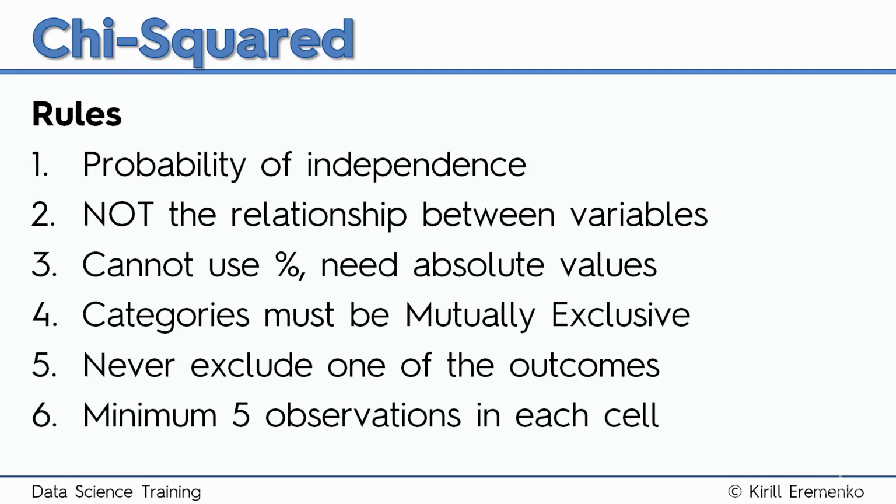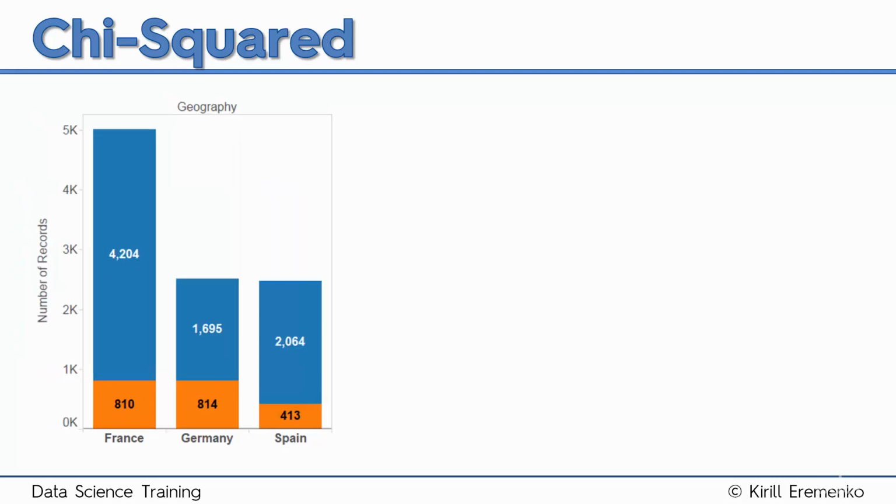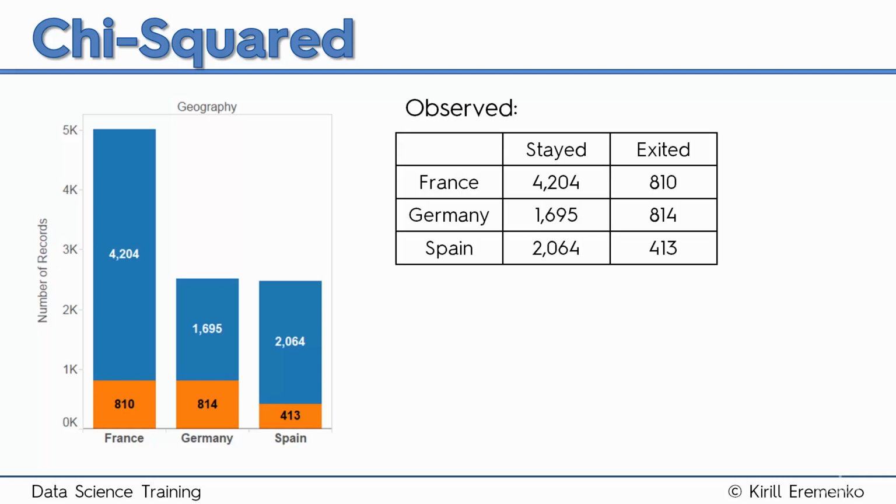So we're done with the rules, and I'm going to give you a challenge to take away that you can work on in terms of running a chi-squared test. So here is our geography, right? This is what we just talked about. It's in percentages, so let's convert it into absolute values. There's our geography in absolute values. And now let's create the observed table. That's the observed table. As you can see now, there are 3 categories in the rows: France, Germany, and Spain. And there are still 2 columns: stayed and exited.